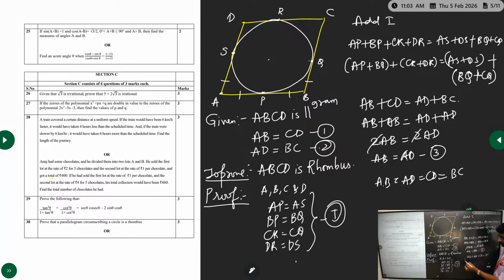All sides are equal. ABCD is a rhombus. So why can't it be a square? We can prove it, but I have to prove the angles as 90 degrees. Then only it will become a square. Okay.